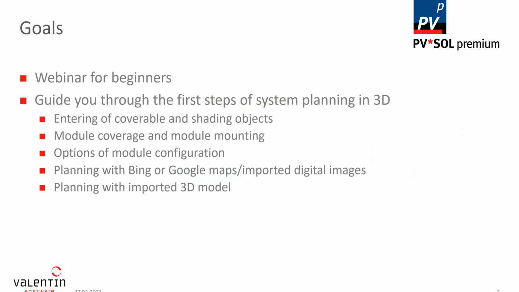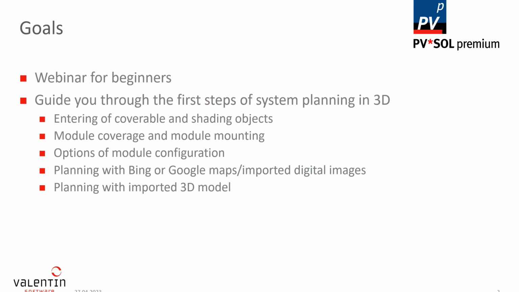And then there are more modern ways to design objects and buildings. The first one is by using Bing or Google Maps, or there are some local providers which also have maps provided in the software. But you can also use a digital image, which you can import, and you just draw the outlines of the building and then you extrude it, and that's how you get your object or building. And the last way is to plan with a 3D model, which can be imported.